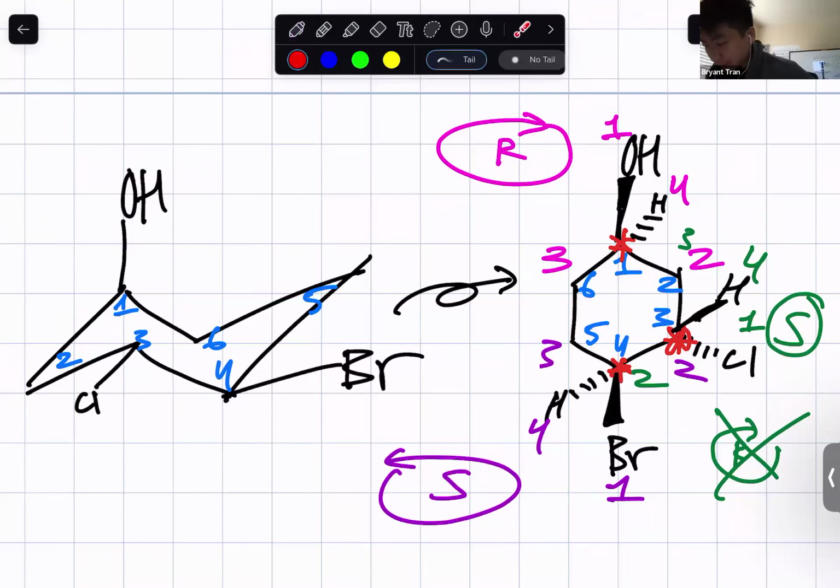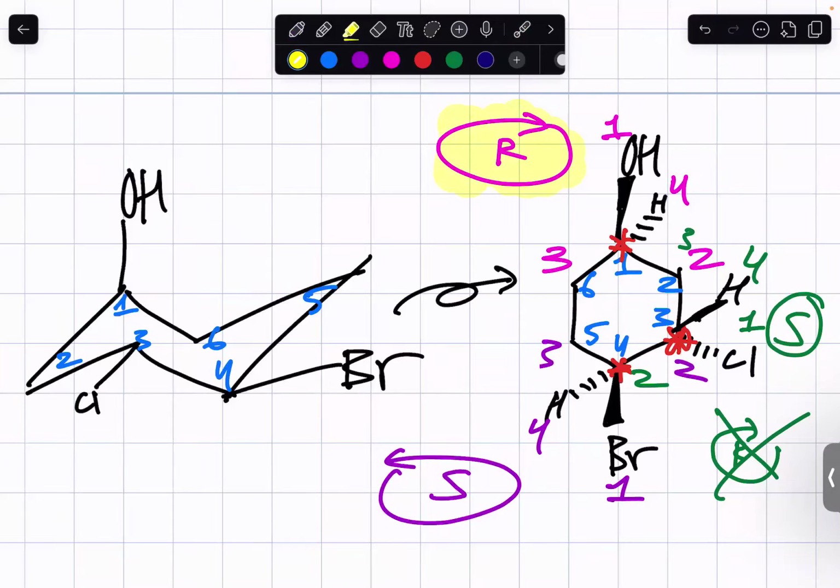And do we have to invert it to an R or is it good to stay as an S? No, it's good because the hydrogen is wedged already. Yes, good. So that's R/S configuration.